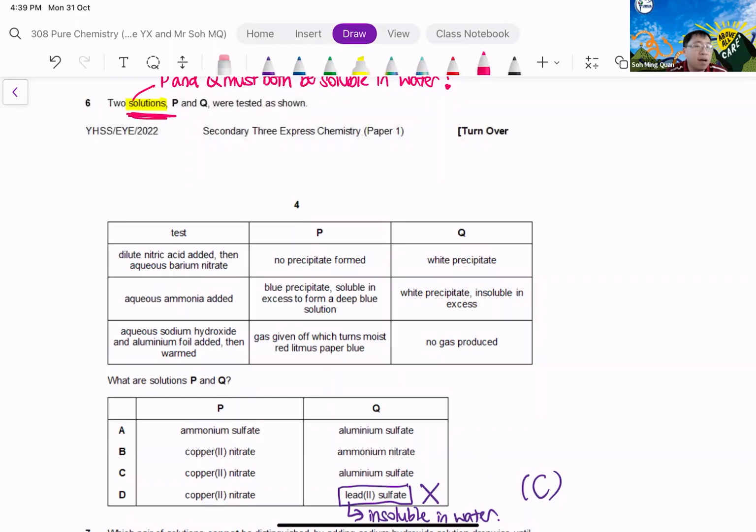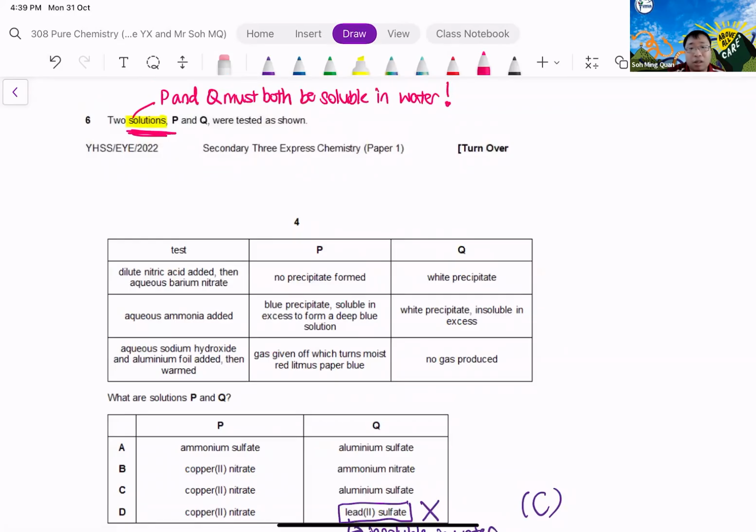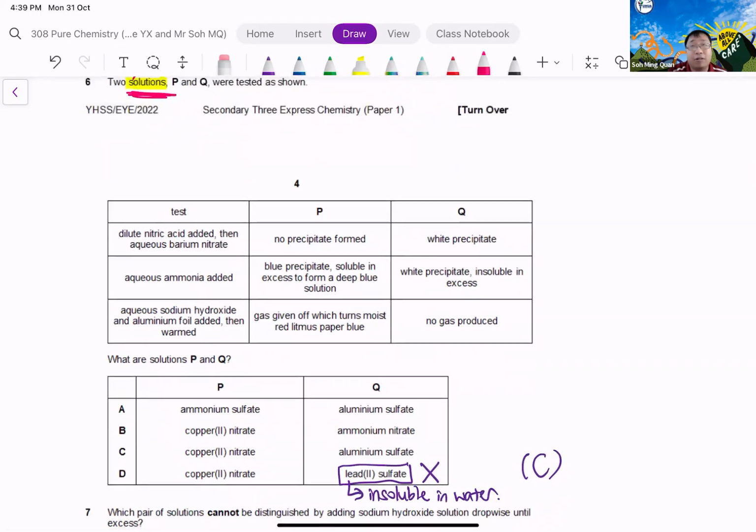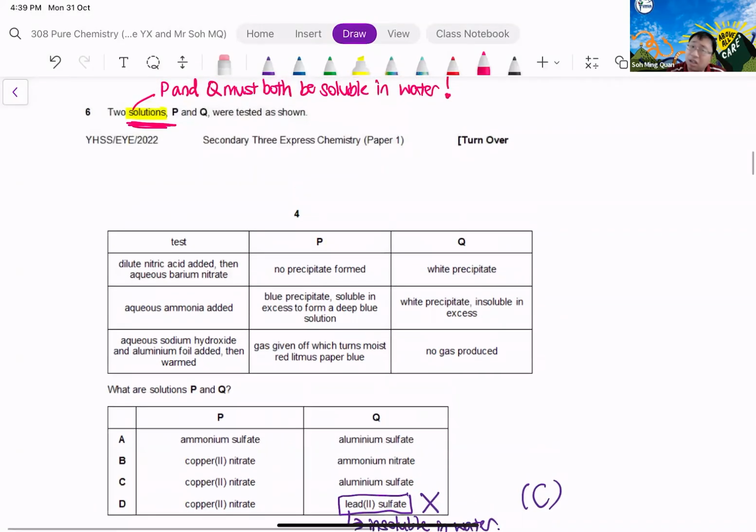I've told you that in question 6, P and Q are solutions. If they are solutions, it means they are already soluble in water. So now you look, can Q be lead(II) sulfate? Will lead(II) sulfate form solutions to start with? No, all sulfates are soluble except calcium, lead, barium. So lead(II) sulfate is insoluble, so it will never form solutions in water. That's why the answer left is C. Please learn some of these tricks well. The trick can even appear in the second word of the question. All right.